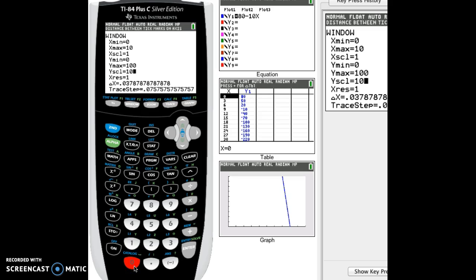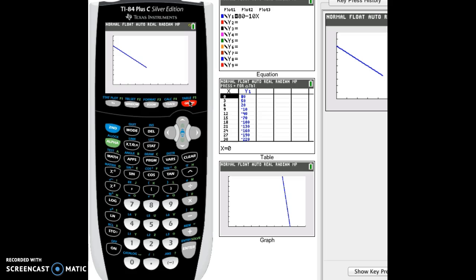You do not need to pay attention to x res, delta x, or trace step at this time. Just ignore those. And then to view the graph, like I showed you before, you're just going to hit graph. And I think this time it gives us a little bit better picture of what's actually going on here. And then here are some really helpful buttons that you might need to know. If you hit trace, you can see there's a point here, x equals 5, y equals 30. It tells you when you've been there for 5 days, you have $30 left.